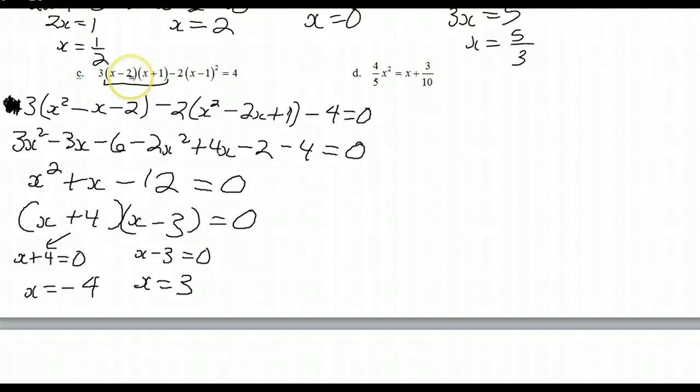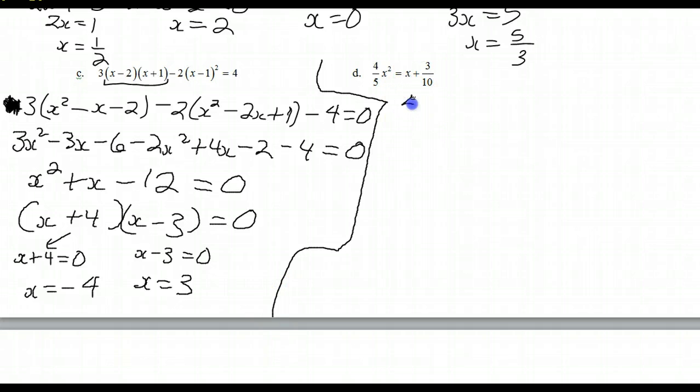3 minus 2 is 1. 3 plus 1 is 4. So we've got 3 times 1 times 4 is 12. 3 minus 1 is 2. Squared is 4. Times 2 is 8. We get 12 minus 8, which is 4. So you can see how that verifies, and that's just sort of a quick mental check.